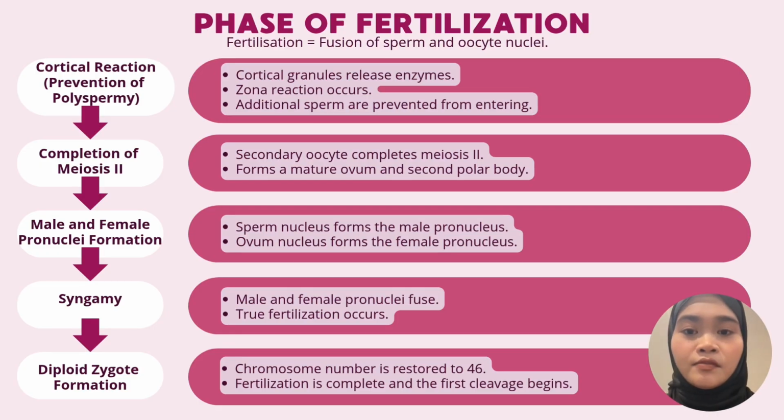Then, male and female pronuclei are formed. The sperm nucleus develops into the male pronucleus, while the ovum nucleus forms the female pronucleus. The next stage is syngamy, where the male and female pronuclei fuse together. This fusion marks the completion of fertilization. Finally, diploid zygote formation occurs. The chromosome number is restored to 46 and the fertilized egg, known as the zygote, is now ready to begin its first cleavage division and continue development.